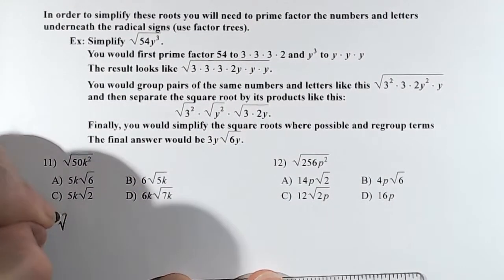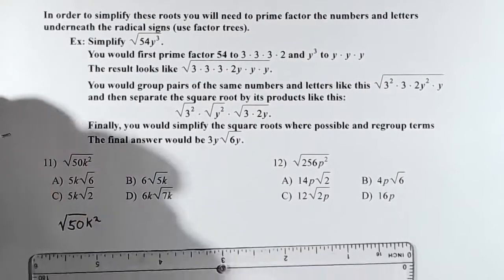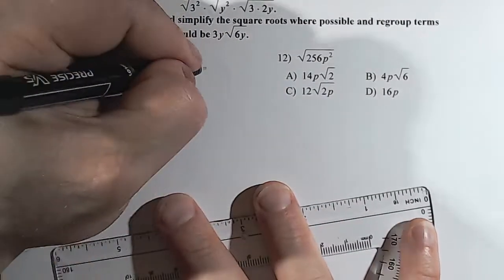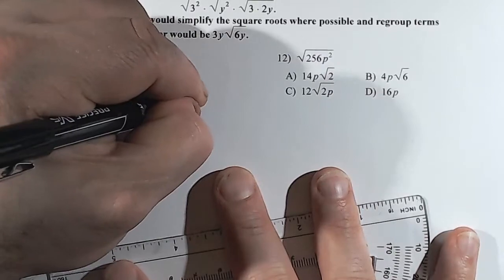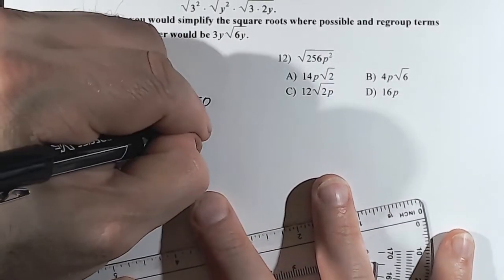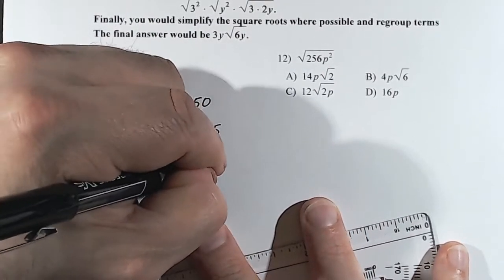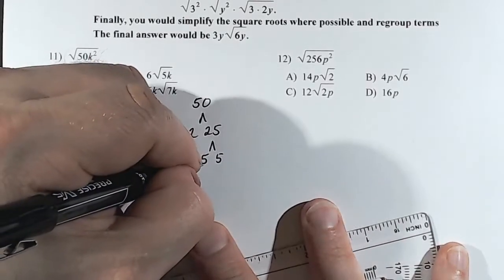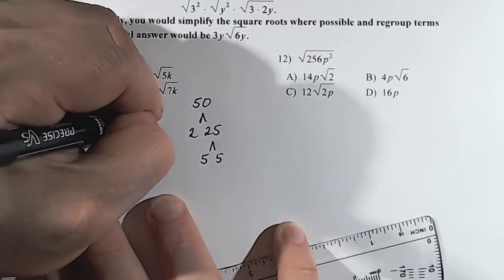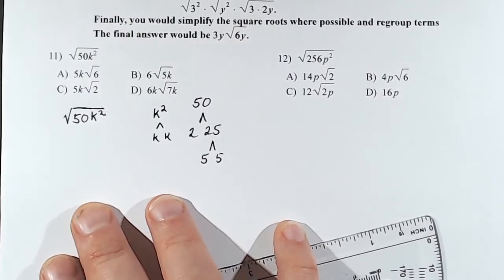So if I've got the square root of 50k squared, I want to simplify that number. The first thing I have to do is prime factor 50. Well, that's 2 times 25. And 25 is 5 times 5. What I'm looking for here is a pair of 5s. That's what I was hoping to find. Now k squared is k times k.